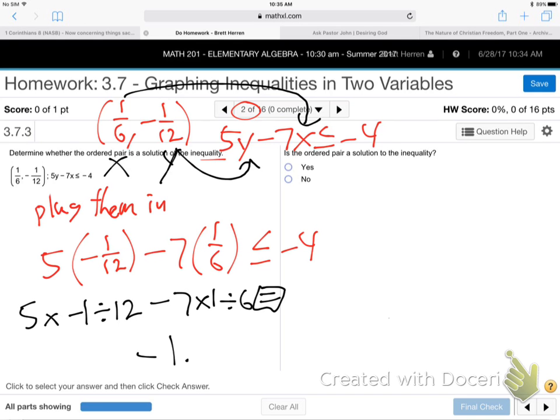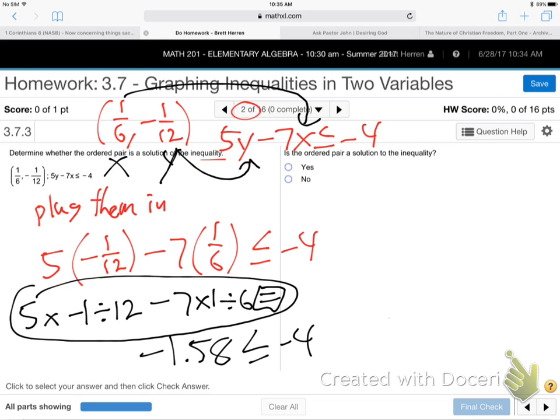You guys want to tell me what you get over there? -1.6, and then some other decimals after that? That's -1.58. Okay, -1.58, good enough. We good? So I just did this left side. I just worked out the numbers on the left side, and it came out -1.58. So the question is, is the statement true or is the statement false? Is -1.58 less than or equal to -4? Is that true?